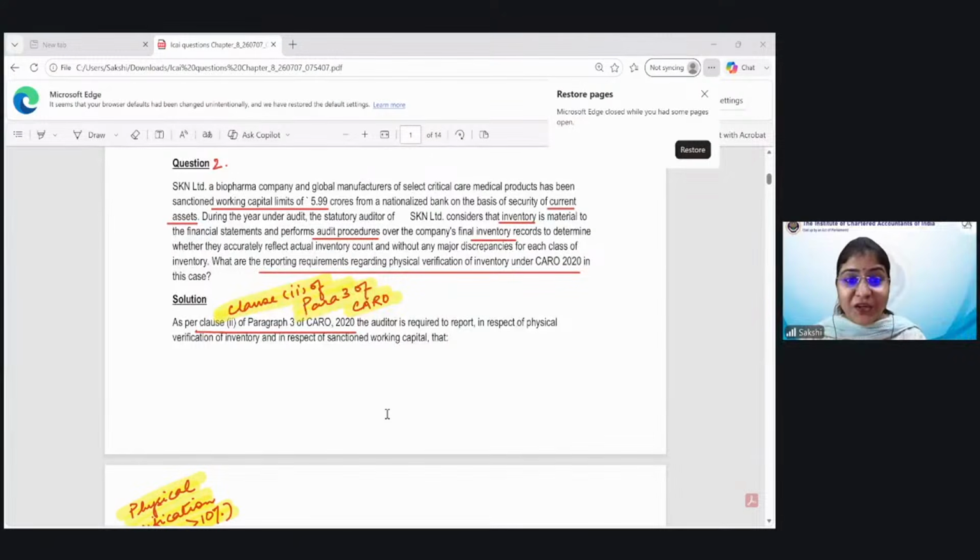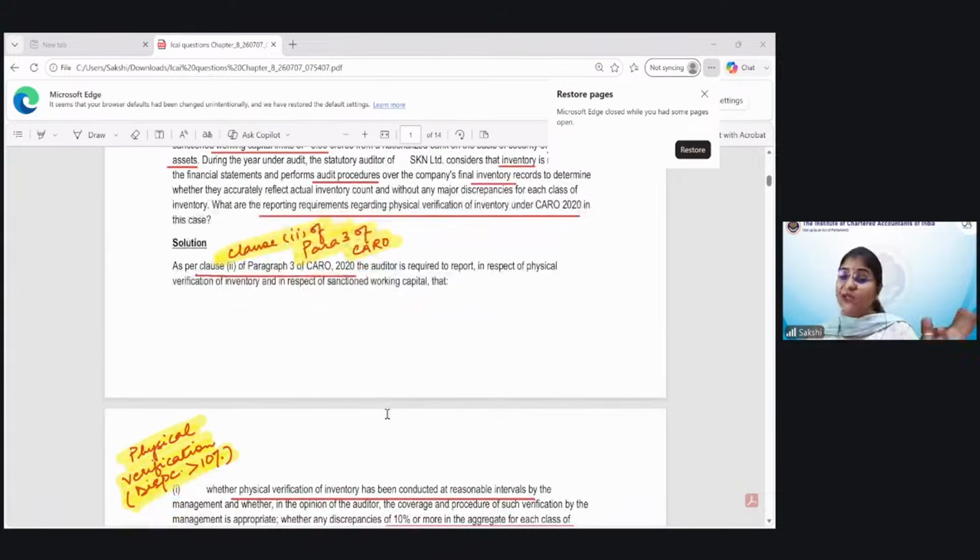See, during the year under audit, the statutory auditor of SKN Limited considers that inventory is material to the financial statements and performs audit procedures over the company's final inventory record to determine whether they accurately reflect actual inventory count and are without any major discrepancy of each class of inventory. What are the reporting requirements regarding physical verification of inventory under CARO 2020?